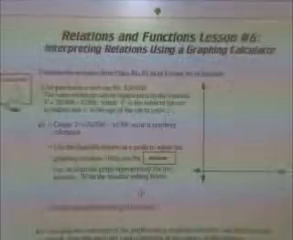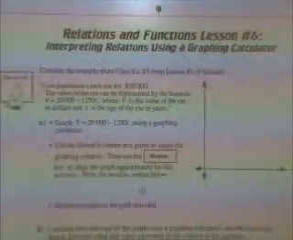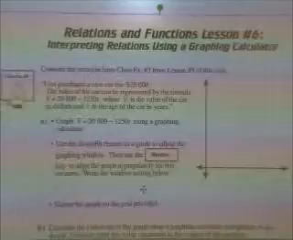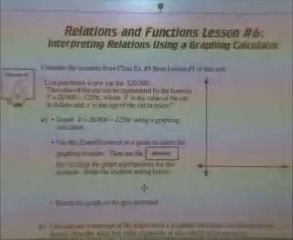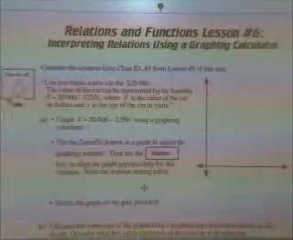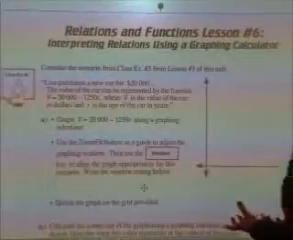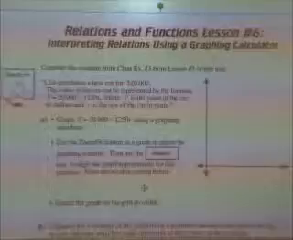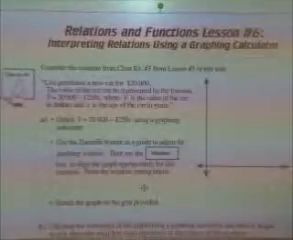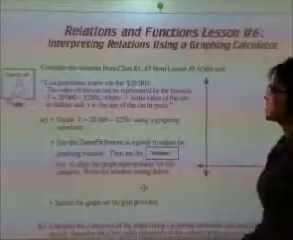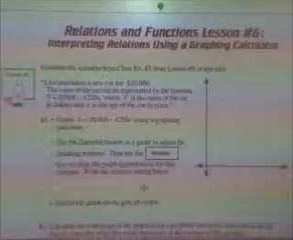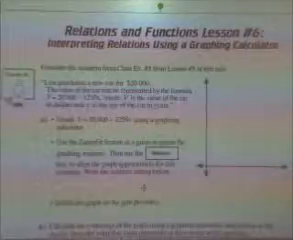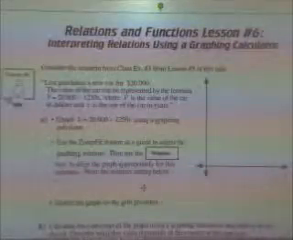So lesson number 6 is interpreting relations using a graphing calculator. If we take the class example from lesson number 3 that had to do with the car depreciating, Lisa's car that she purchased for $20,000, the value of the car is represented by the formula V = 20,000 minus 1250t, where V is the value of the car in dollars and t is the age in years.